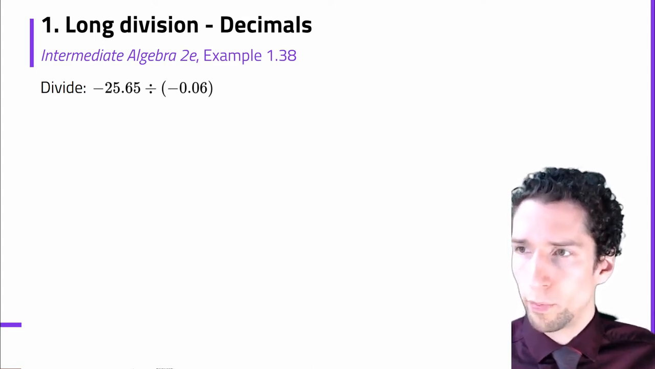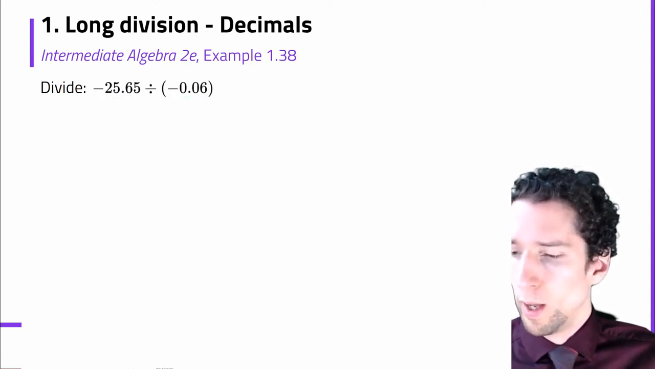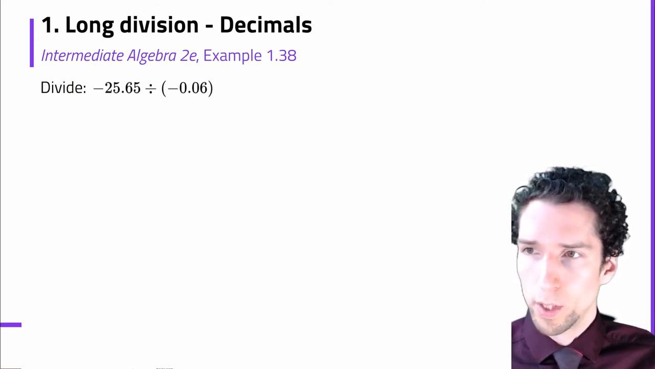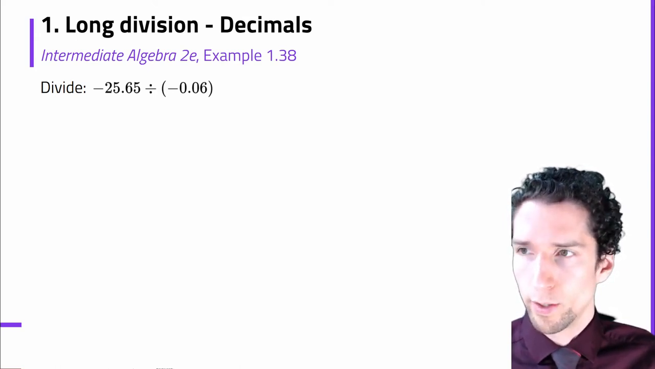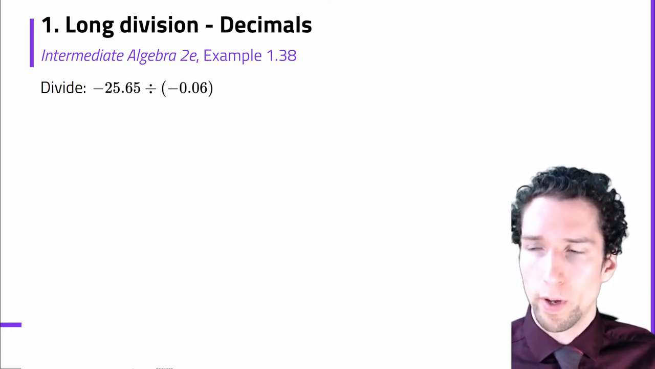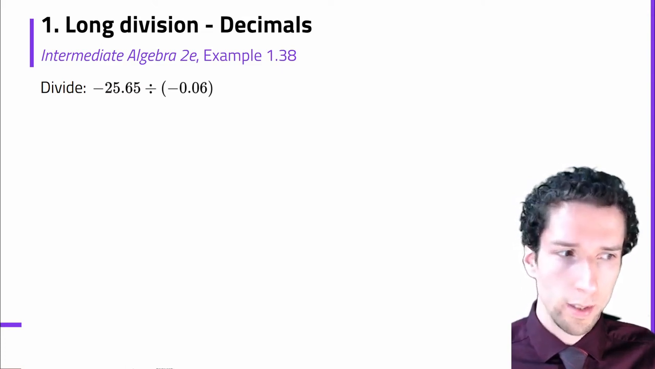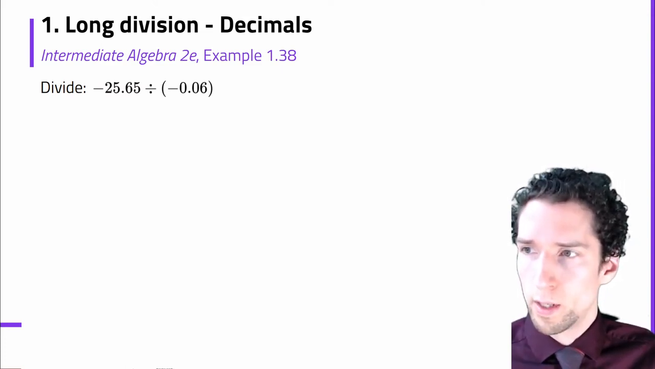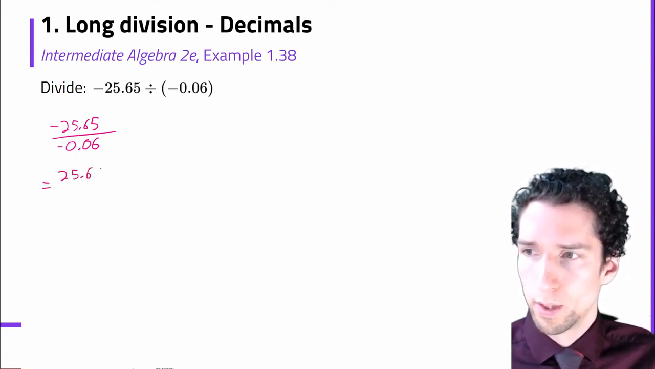So if we look at this here and here, what we can do, so let's just kind of take this and rewrite it as a fraction first. So this is negative 25.65 divided by negative 0.06. So that is negative 25.65 over negative 0.06. Okay, so obviously the negatives on the top and bottom are just going to cancel each other out. So that's that.